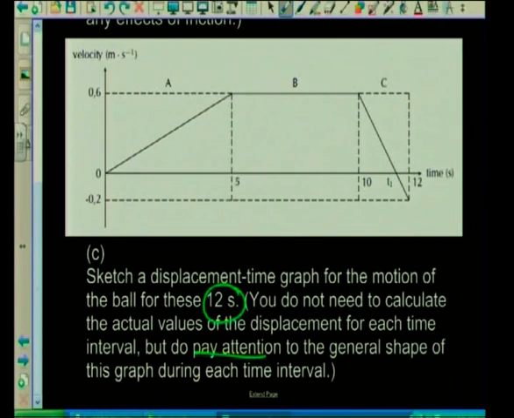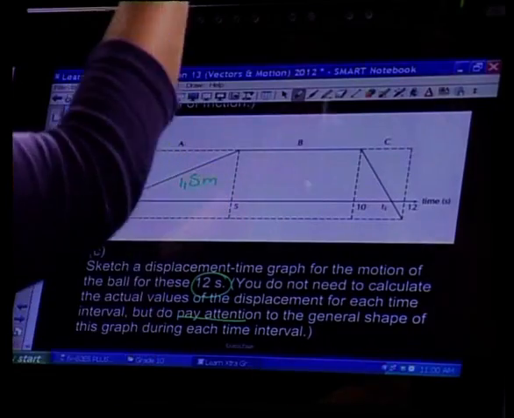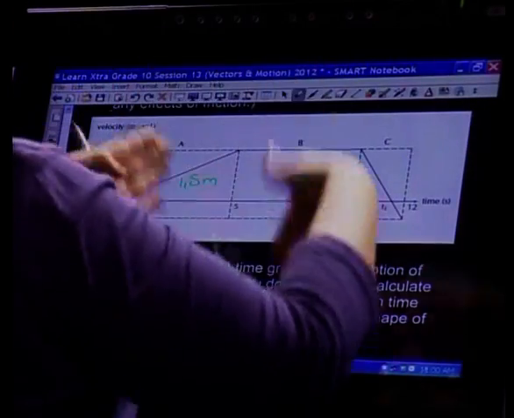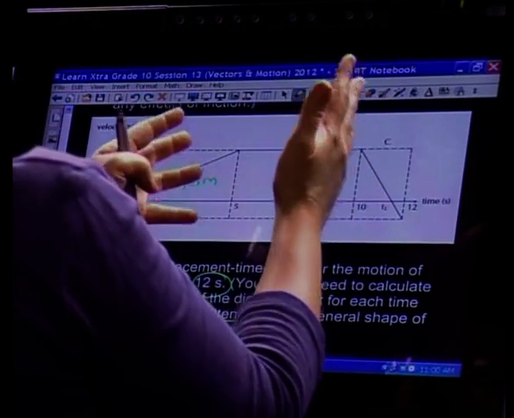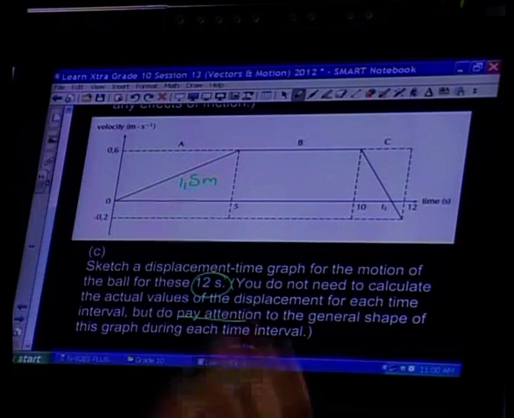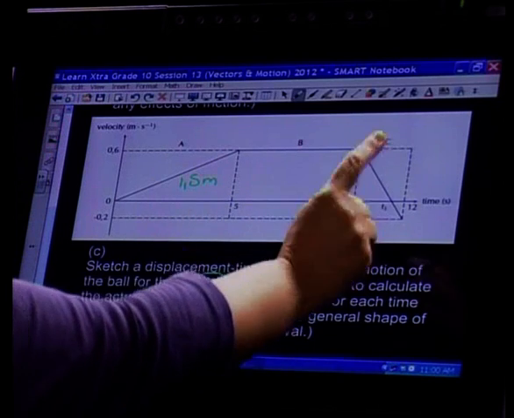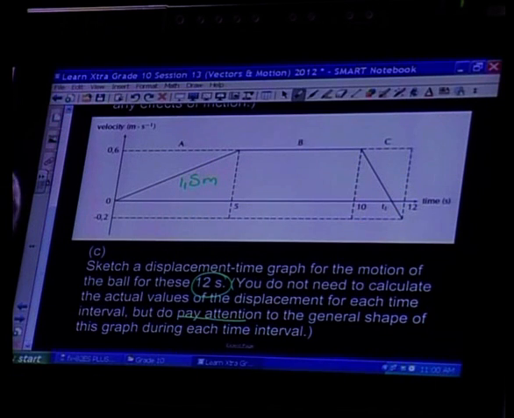Yay, we like this. If they were being really mean, what they could have asked you to do, and we already know, for example, that that was 1.5 meters, so we're halfway there, is they could have asked you to put in all the values, but it's still a sketch graph. So you would have had to sit and go, okay, A went 1.5 meters, B actually works out to be 1.2, and then you would have to work out C. Don't need it, not important, they just want the shape. You do need to add in the 5, the 10, and the 12, okay?